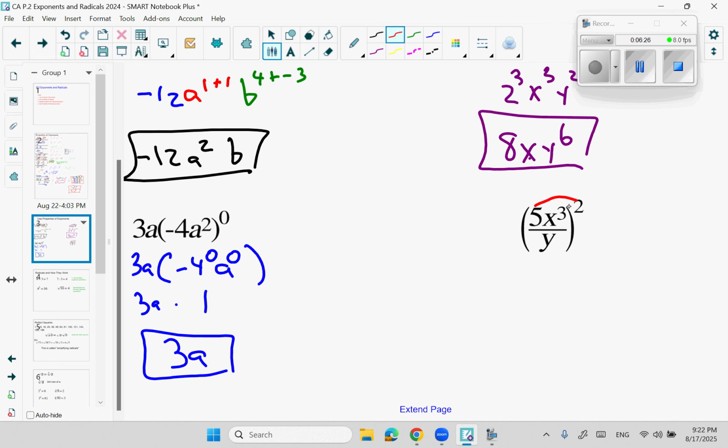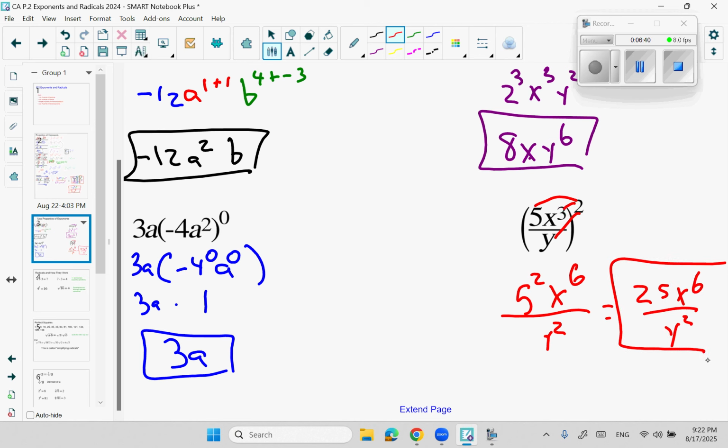This 2 gets distributed to everything. We get 5 squared, x to the 3 times 2, so x to the 6. Y to the 2nd, that would of course be 25, x to the 6th, y to the 2nd, and there's no more simplifying we can do there.